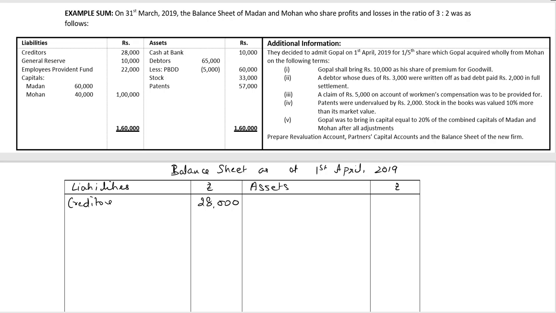The general reserve has been distributed. It will not appear on the reconstituted balance sheet. Employees Provident Fund, liability. Rupees 22,000. No change in value. As per point 3, there is a workman compensation claim of rupees 5,000. So workman compensation claim 5,000 rupees.